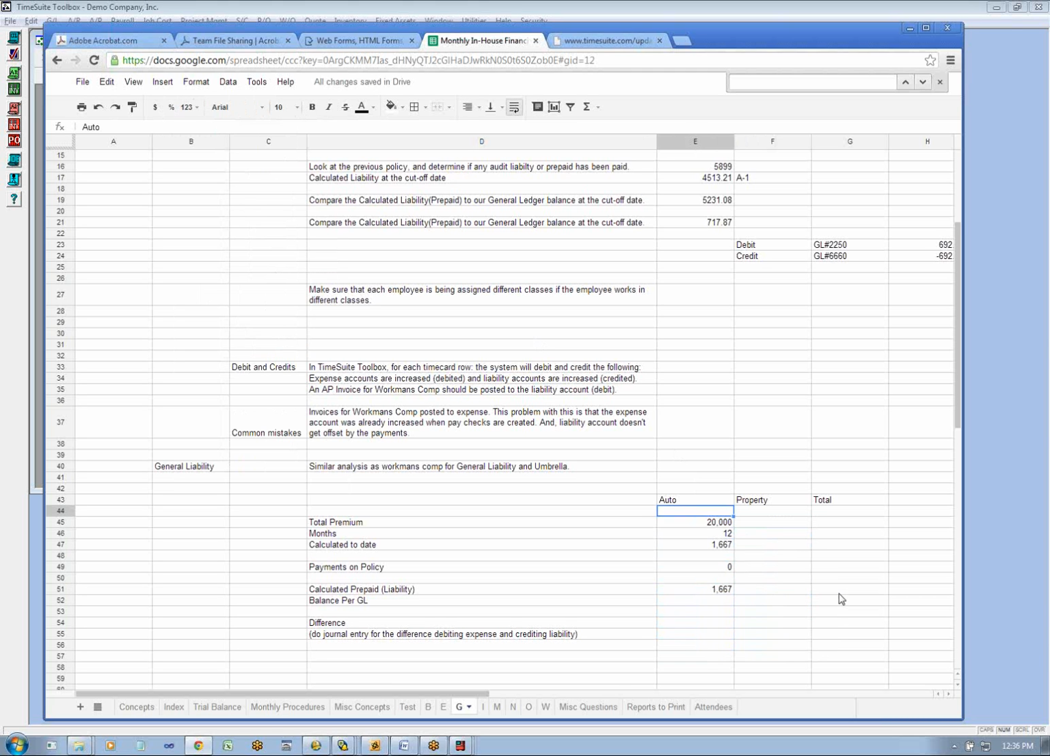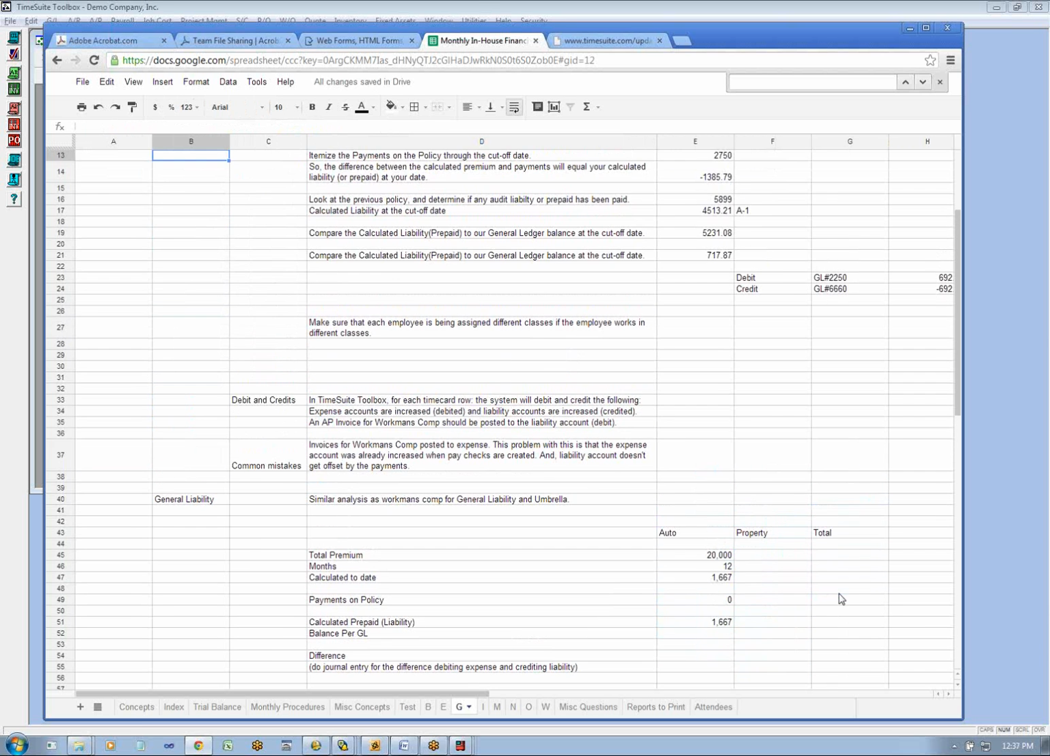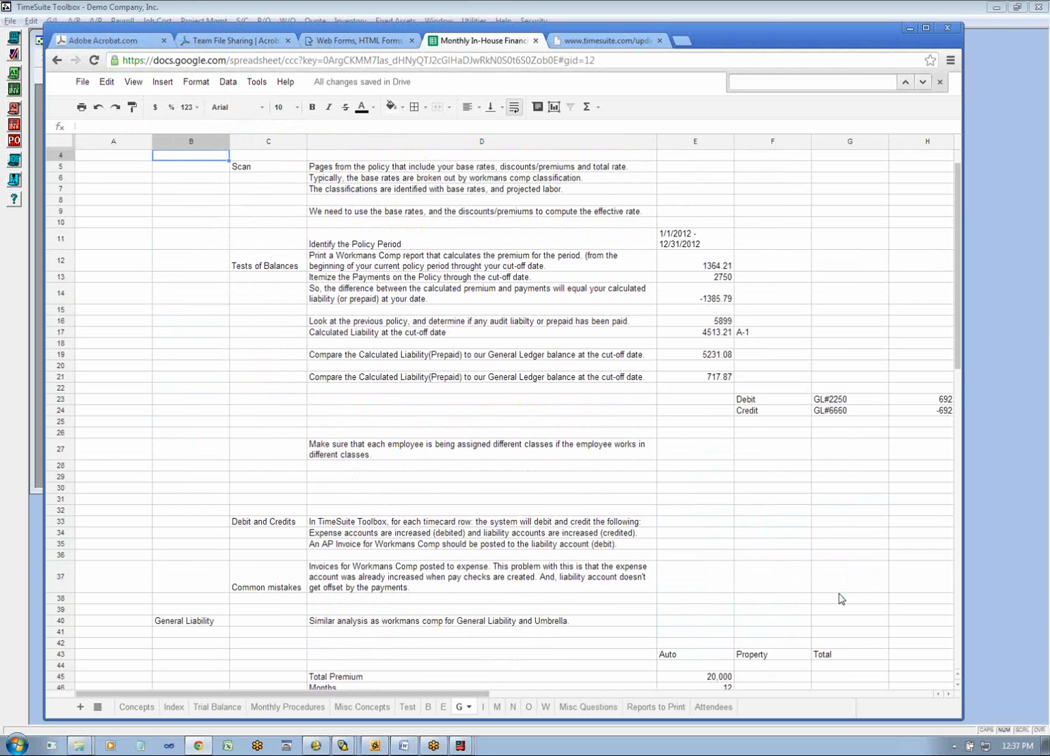So this is the computation for the insurances. You'd obviously be doing it. You might have for your auto and property a separate prepaid or liability account, and then you'd probably have a separate account for your general liability insurance, and a separate account for your workman's comp.